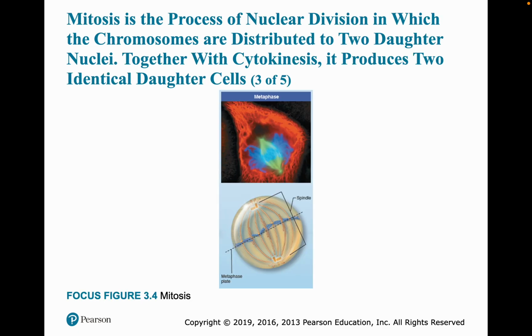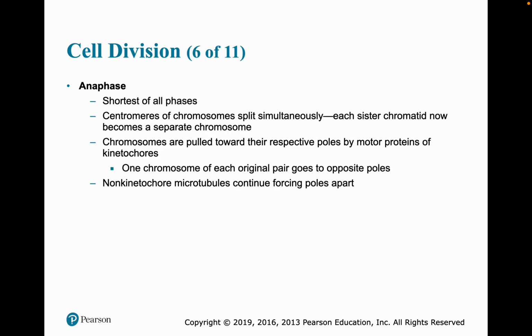It's very clear when you use an artist drawing. A little more fuzzy when you look at a live cell, because it's the centromeres that are lined up in the middle. The arms of the chromosomes tend to flop around on each side.